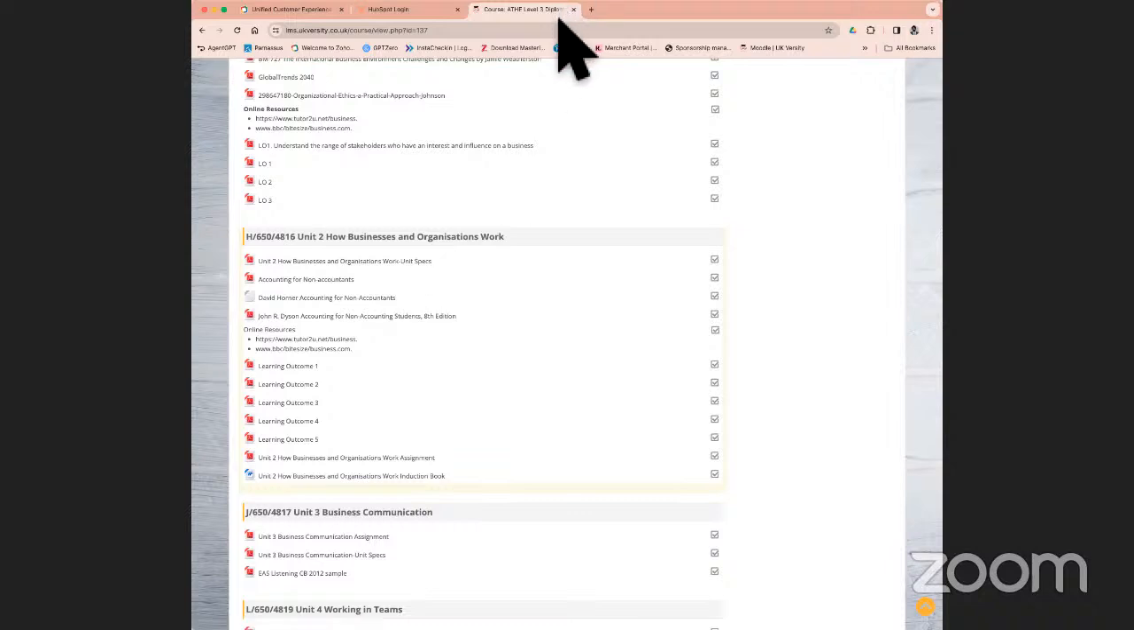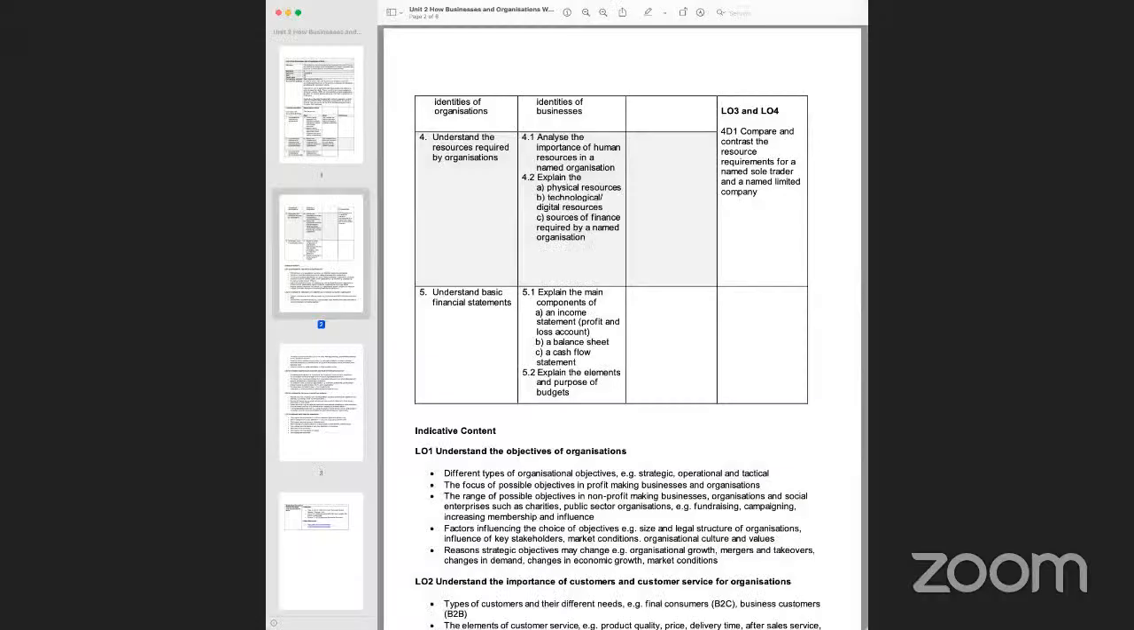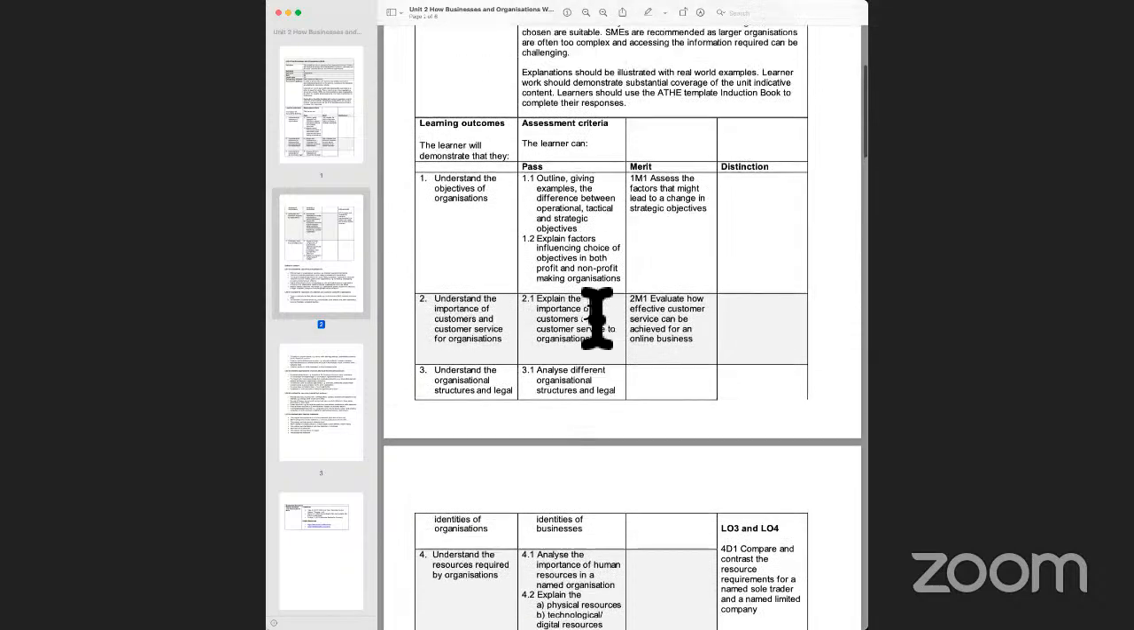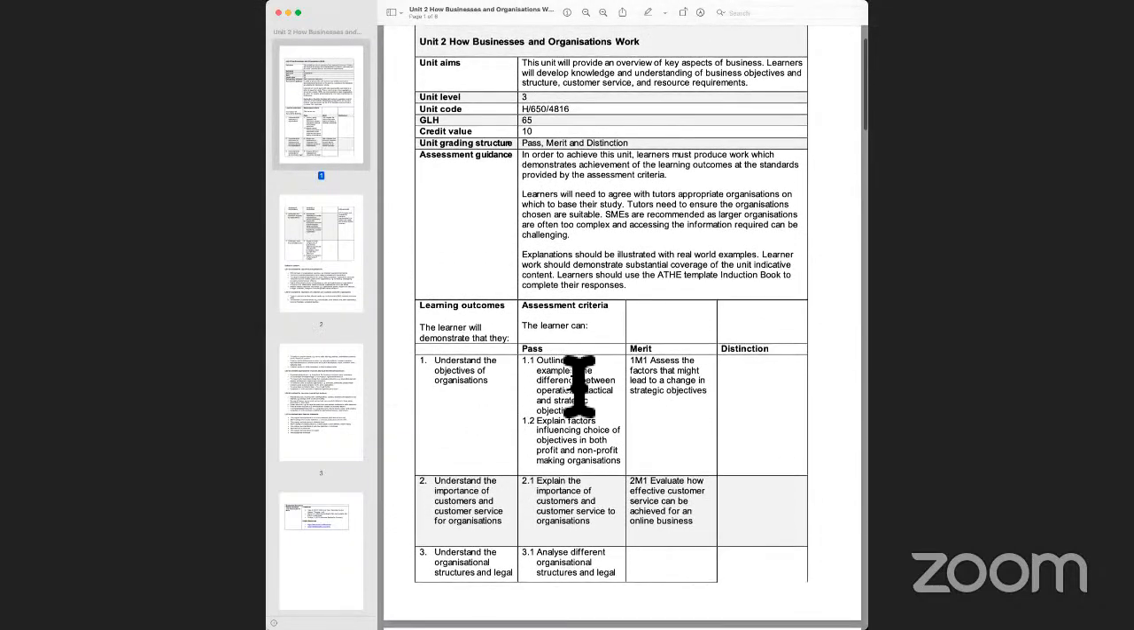I'll switch you back to the unit specification for a minute. So when you look at the unit specification for learning outcome 1, we've got: understand the objectives of organizations. Before I get into that, I also want to do a quick introduction to how businesses and organizations work. This is a part of the unit in the business course wherein we need to understand the basic skills required to run a business.